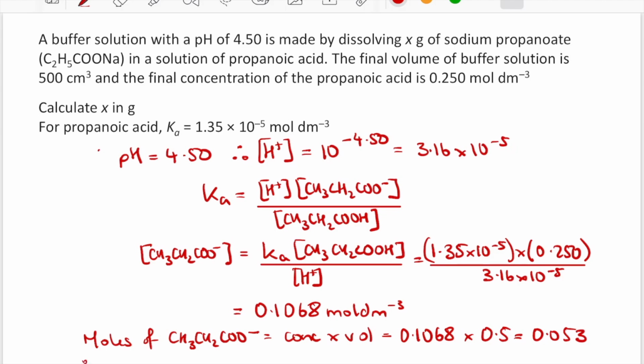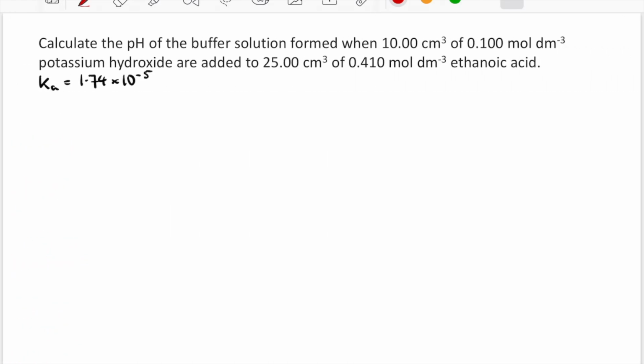So therefore, the mass. Now we are adding sodium propanoate, so we mustn't forget the metal ion in this calculation. When you do your MR, you need to make sure you've included the sodium. So we have 0.053, or the number in my calculator, times 96.0, that's the MR, and that gives us a mass of 5.13 grams. So this is almost like a reverse version of the previous question we looked at. Okay, let's move on to the next one.